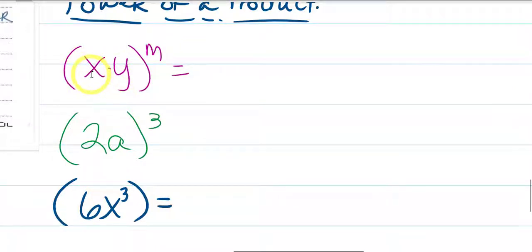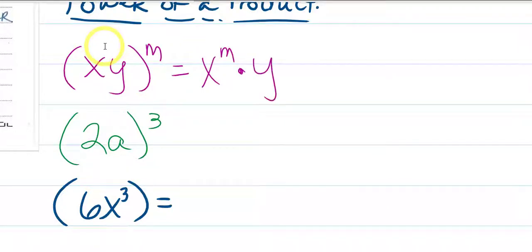So this is one letter times another, one number times another number, and I don't know the value of those numbers. I don't necessarily need to know the value of those numbers. I just know that two different numbers are being multiplied together. So when they're multiplied together, that means I'm going to be raising each one of these to that variable. The exponent in this case is m. So I'm going to raise x to the power of m, and I'm going to multiply that times y to the power of m.